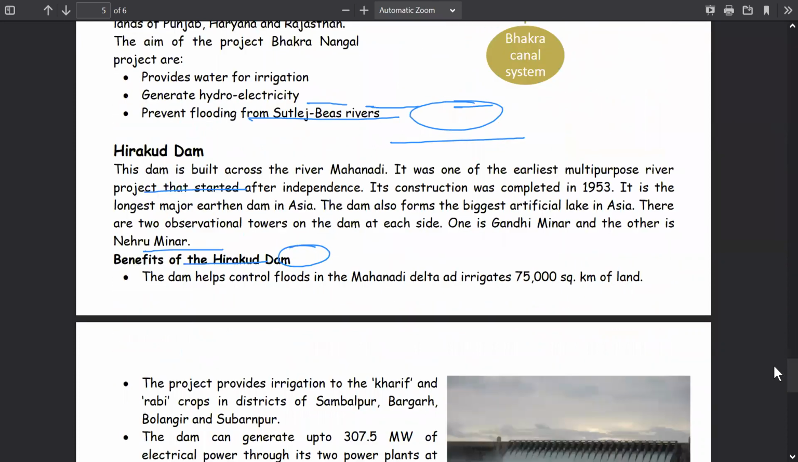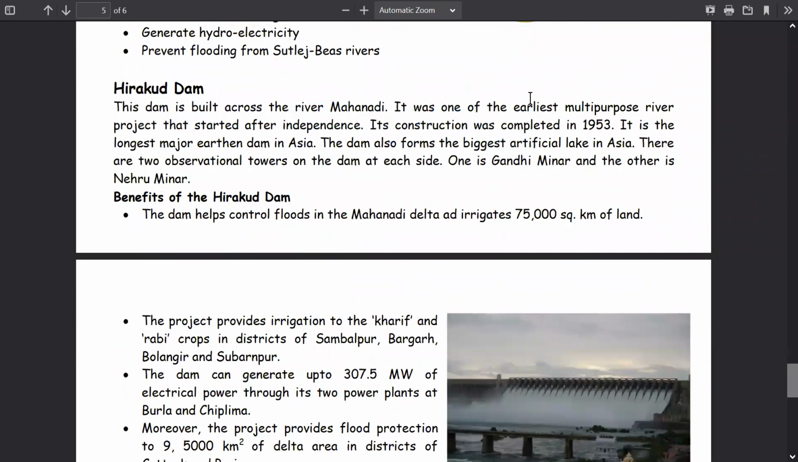Then we have the Hirakud Dam. Let me erase all of this. This dam is built across the river Mahanadi. So do remember the rivers. It is very, very important. In the earlier dam, we remember that it is built on the river Satluj, but the Hirakud Dam is built on the river Mahanadi.